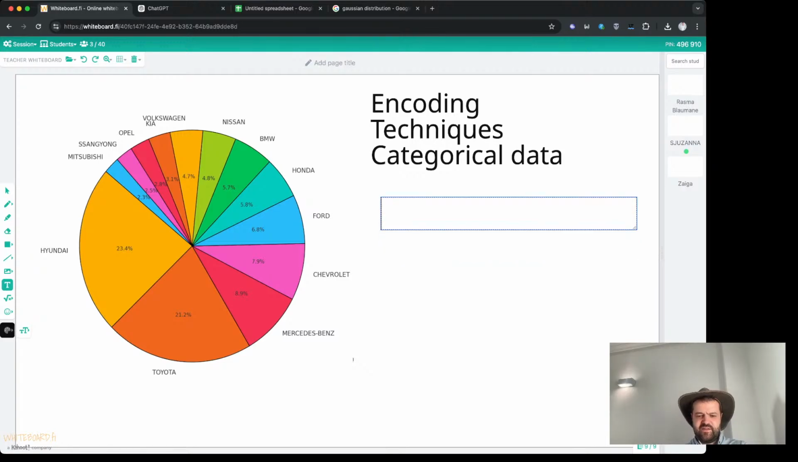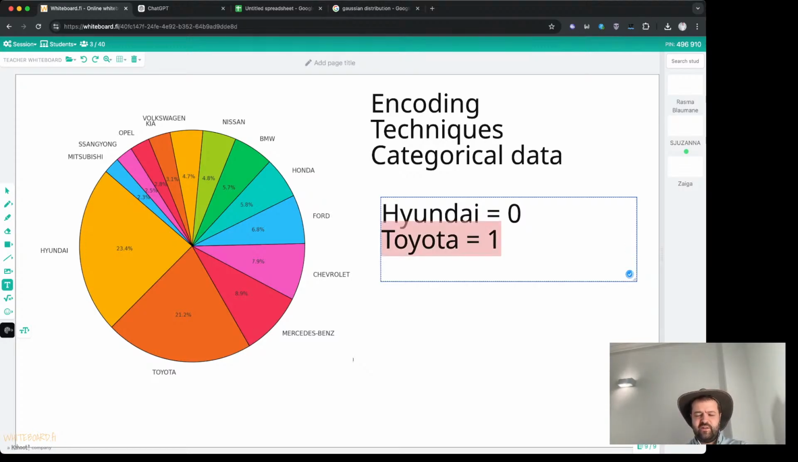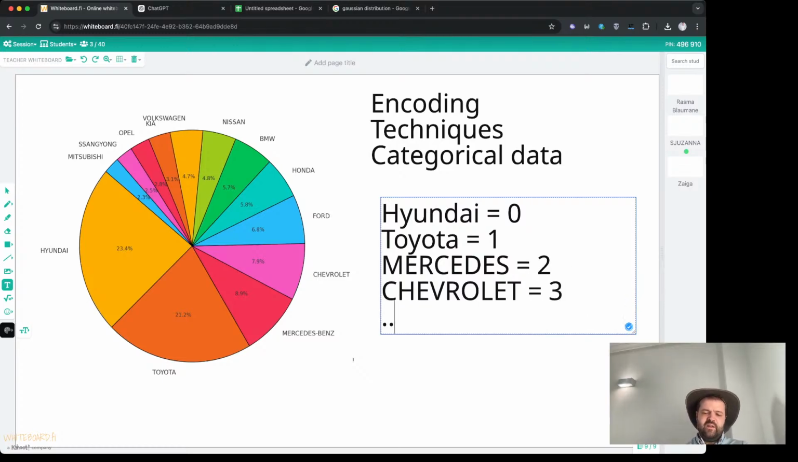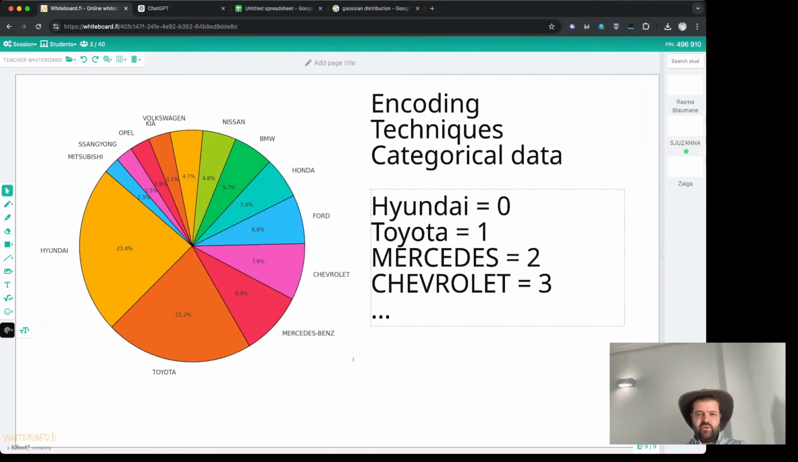What I mean by that is, let's say we have Hyundai. Hyundai we can replace by 0, then Toyota we can replace by number 1, right? We can give numbers, indexes, to each of the cars. Then the Mercedes would be 2, and let's say Chevrolet will be 3, and so on. So this is definitely one way to do this.